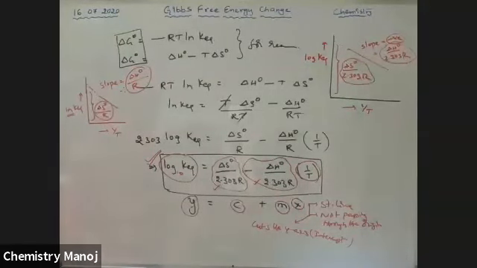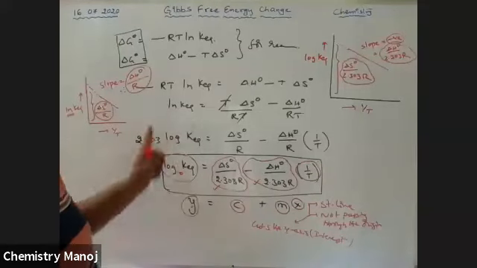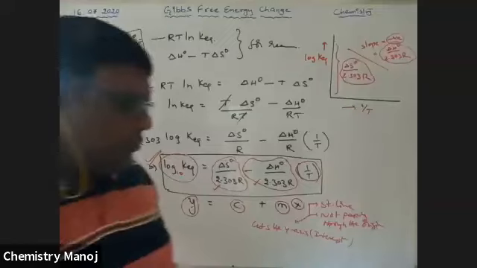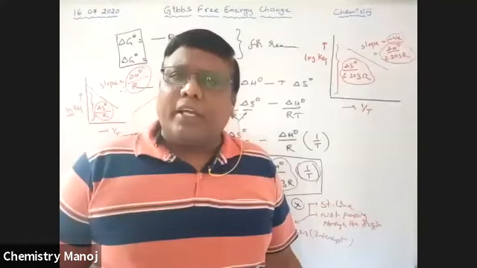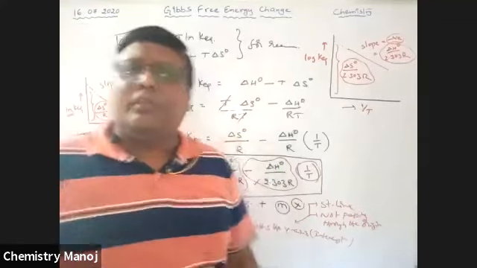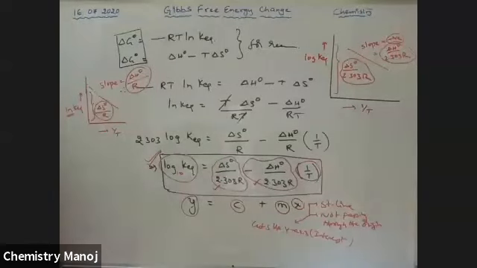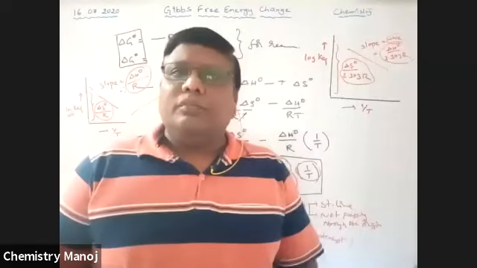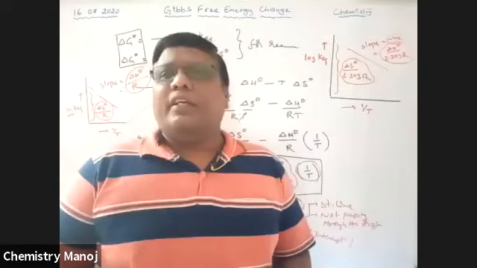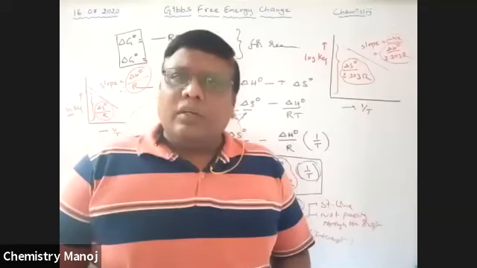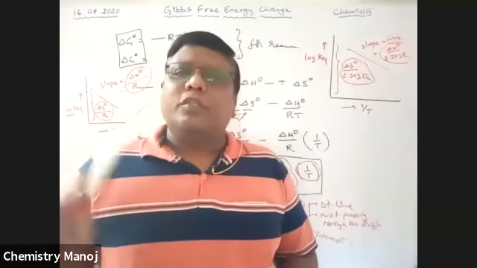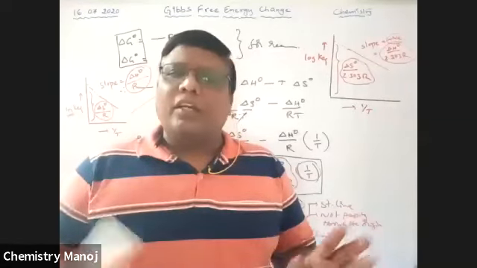Okay, so these are some points towards your delta G naught, that is Gibbs change in energy. So, finally, a conclusion for you: Gibbs free energy is introduced to explain the spontaneity of the process. That is the final conclusion.